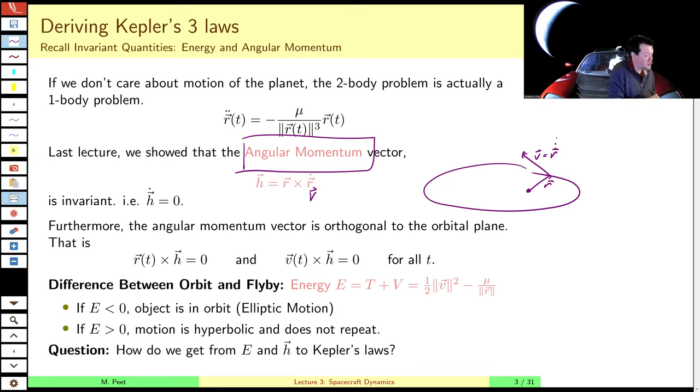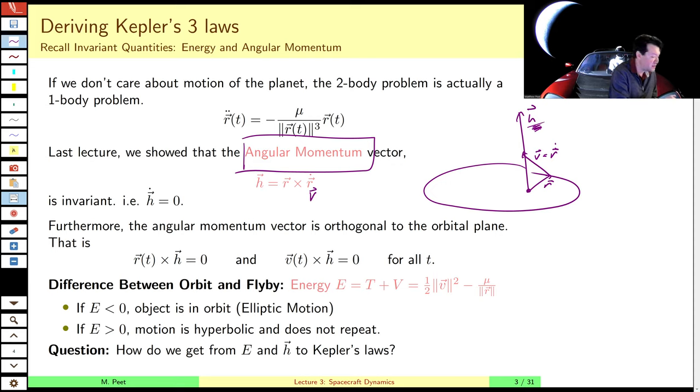So that quantity is invariant. And if you take that cross product, that gives you the angular momentum vector, which is actually pointed out of the plane, right? So it's perpendicular to the plane. It gives you the orbital plane, right? So everything we're going to be talking about today is mostly in the orbital plane. We're not going to talk about the orientation of that orbital plane in space, that comes in a later lecture. So this will mostly be two-dimensional. So everything's going to be perpendicular to this angular momentum vector.